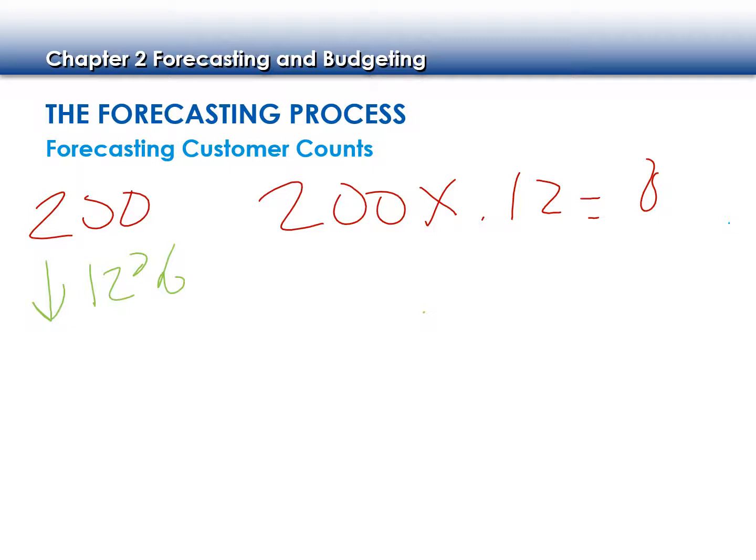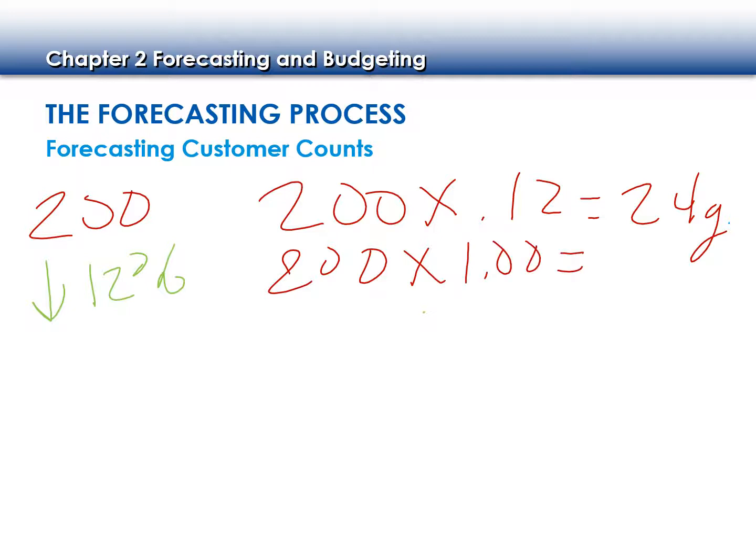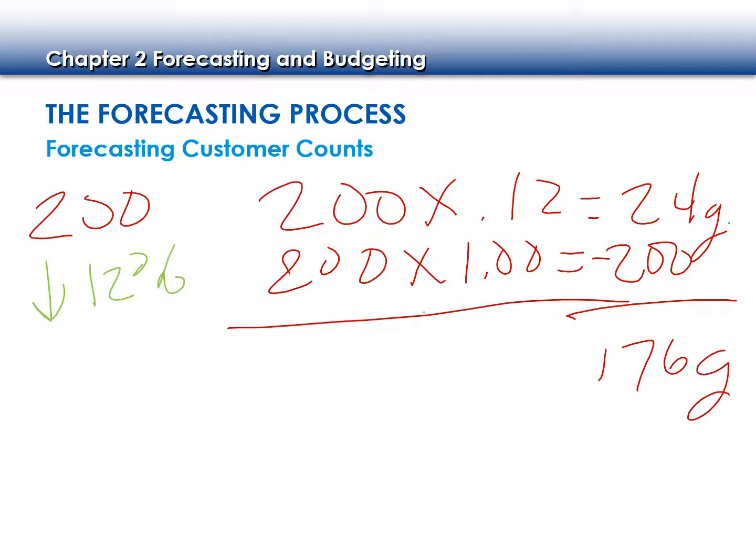It gives me 24, right? 200 times 0.12 is 24. 24 guests. Now I come down here, I do my 200 times 1.00, and I get 200, right? So I subtract those, I get 176. Since I subtracted here, if I subtract here, what's 1.00 minus 0.12? So if I do my 200 times 0.88, it'll automatically give me 176.